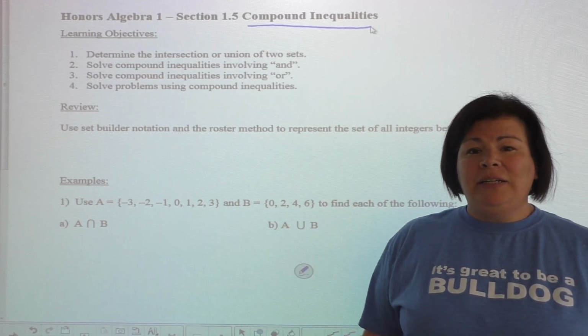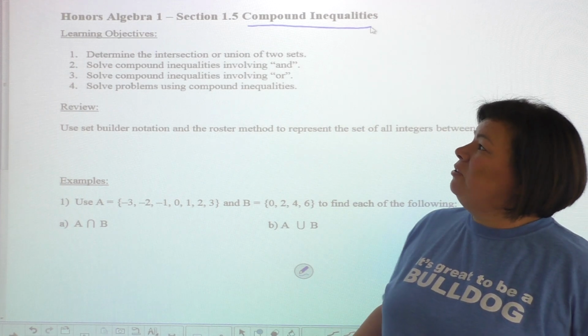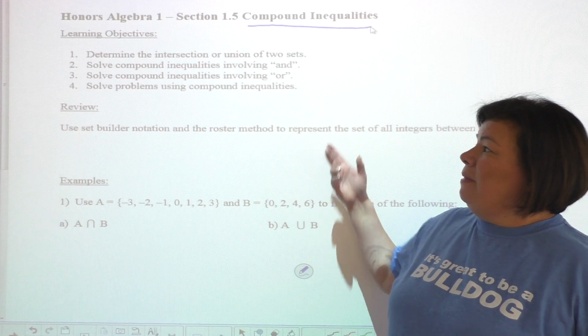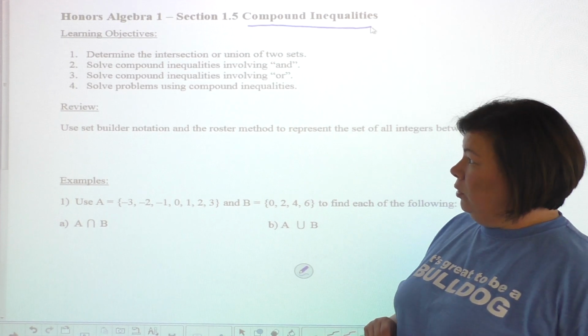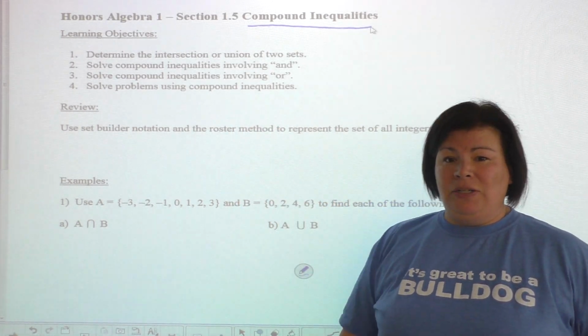So today our objective is to talk about exactly what a compound inequality is and how to determine the intersection or union of two sets. And then we're going to solve inequalities involving ands and ors, and then solving word problems. That will be on day 2.